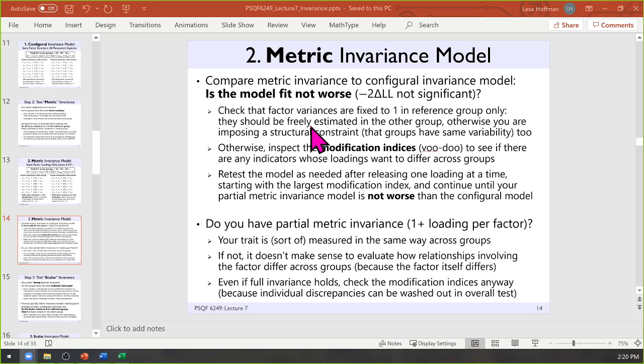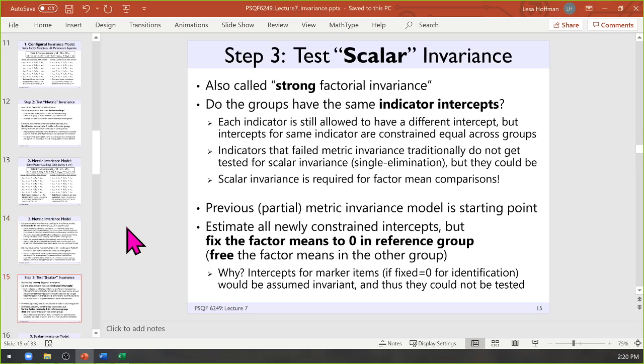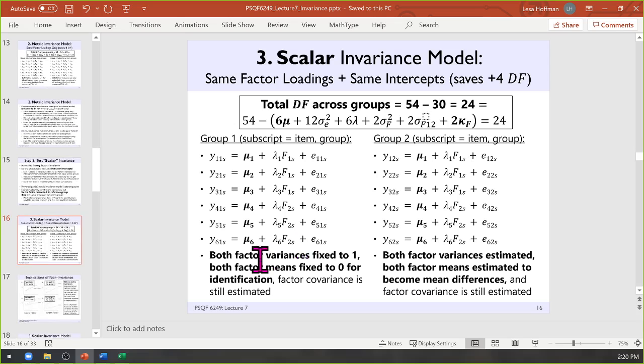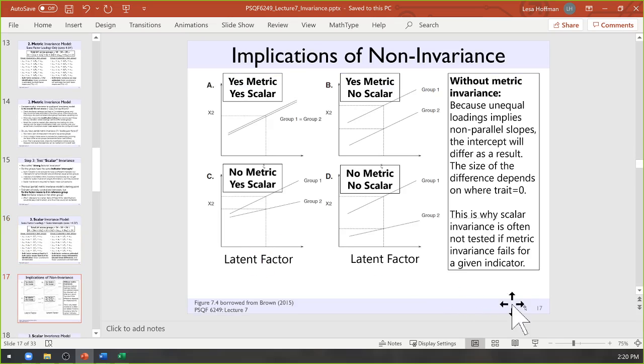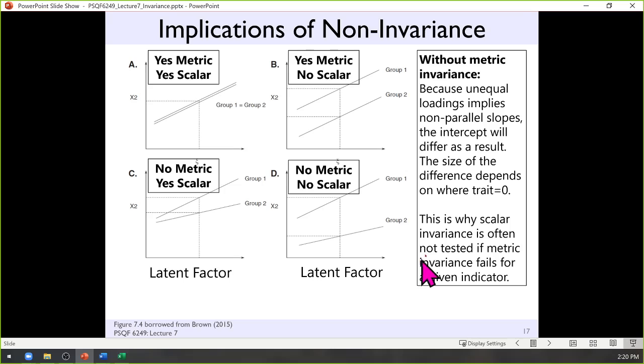Other questions? So configural: let everything be what it wants. Metric: constrain the loadings, release the factor variances. Then we get to scalar, which is a test of the intercepts, not the means, but the intercepts. I wanted to show you the picture that I had in my head before. This is slide 17. Let me make this a little bit bigger so we can see it together. Here we go.